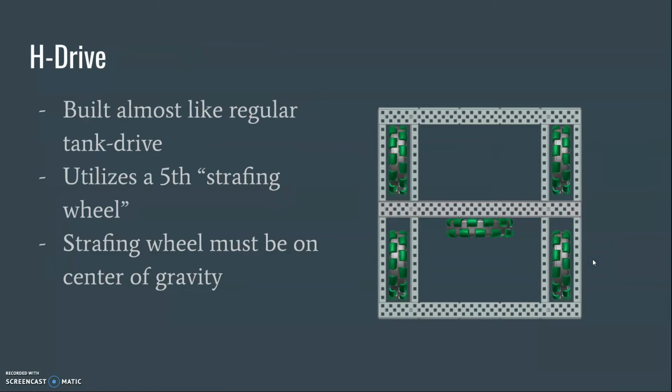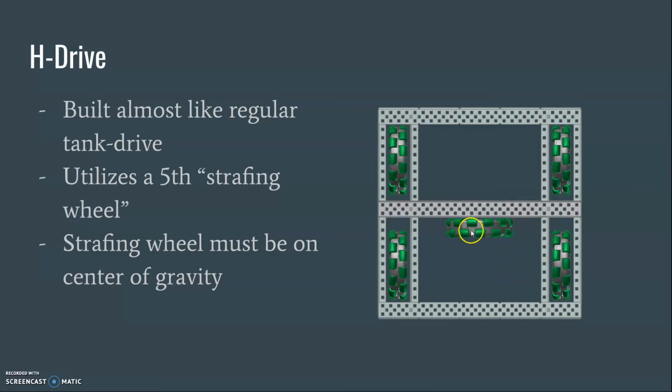So the H-drive. This drive type utilizes the standard tank drive design, with the 4 wheels in each corner, in addition to a strafing wheel in the center of the chassis. This drive utilizes 5 different omni wheels, allowing it to strafe left and right.